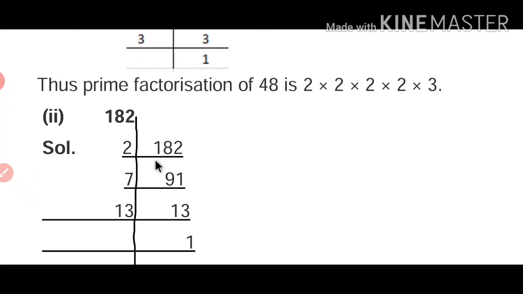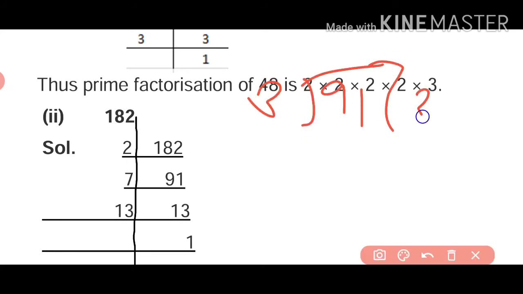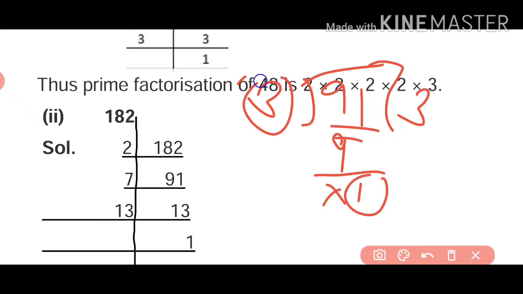Second one, 182. Again you can see that it is an even number, it means it is divisible by 2. And now we have to see how many times. So 2 9s are 18, 2 1s are 2. Now 91 is an odd number, so it is not divisible by 2. So we will proceed to the next number 3. If you divide 91 by 3, it is not exactly divisible. 3 3s are 9. Here 1 is left and it is not divisible by 3.